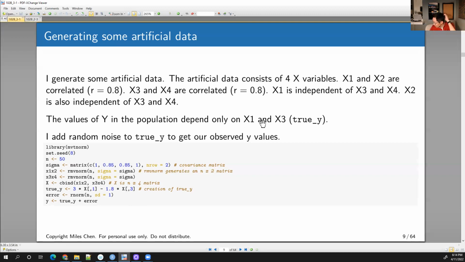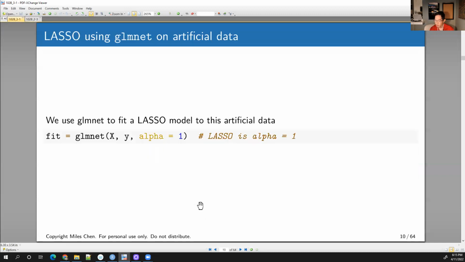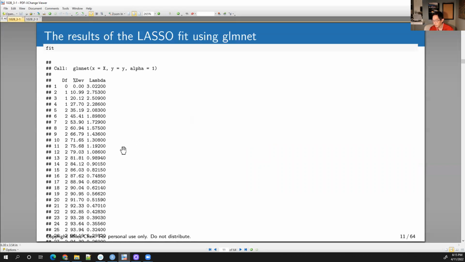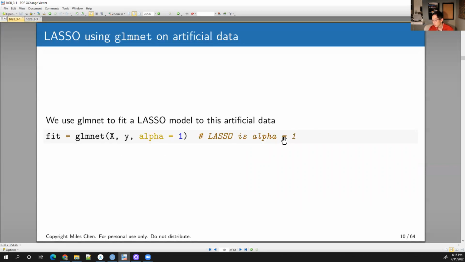So if you look at the data and ask, is there correlation between Y and X2? There will be correlation. Is there correlation between Y and X4? There is correlation. But as far as the true values, it's only dependent on X1 and X3. I add some random noise, and we get our Y values. And so we're going to do glmnet, and we fit X and Y. This is lasso, with alpha equal to 1.